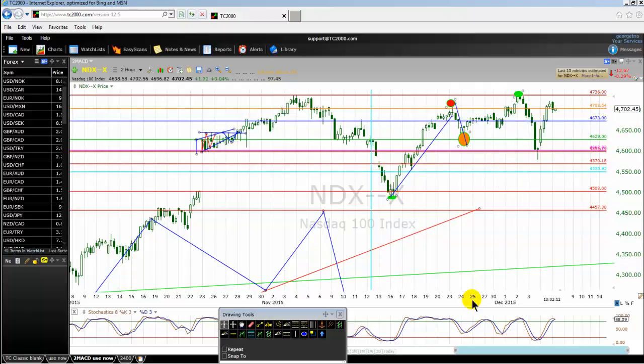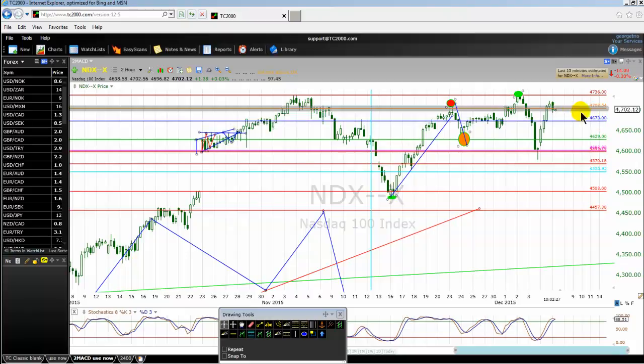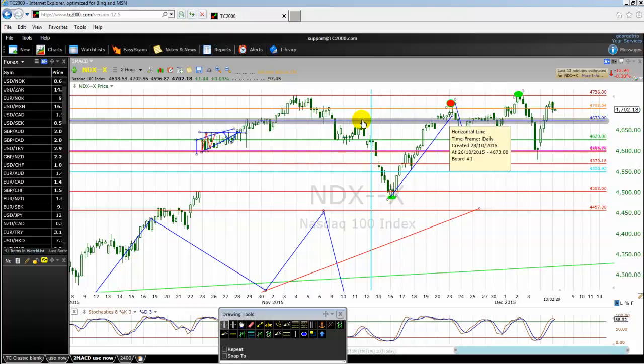The minimum target is the first and nearest support level. The nearest support level, there's one here at 4673. That's 30 pips. That's the blue line here. See this candle here and the consolidation here is the first and nearest support level, 4673. I do not have to take profit there.